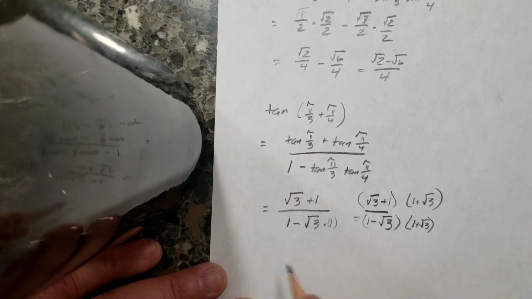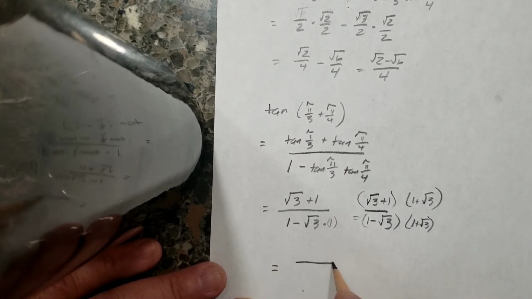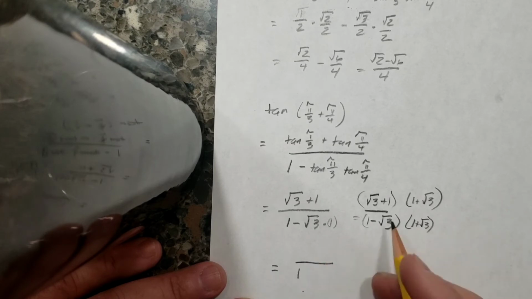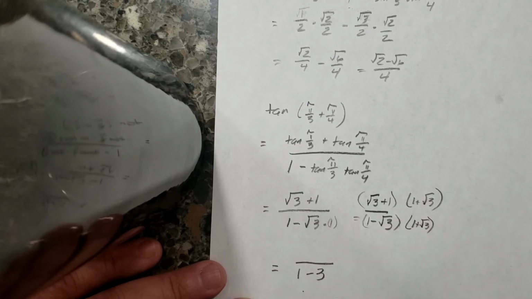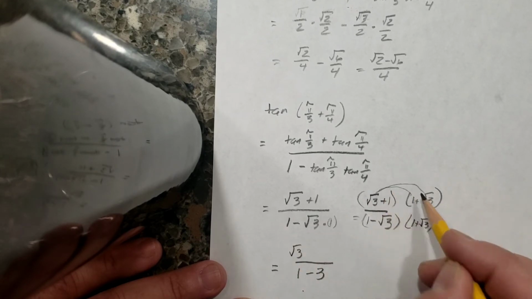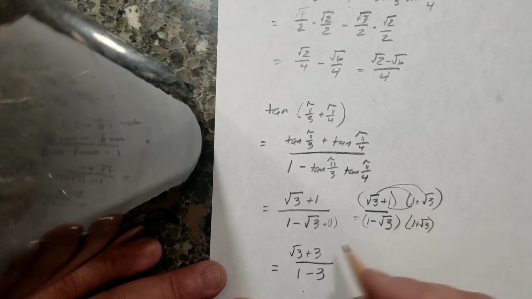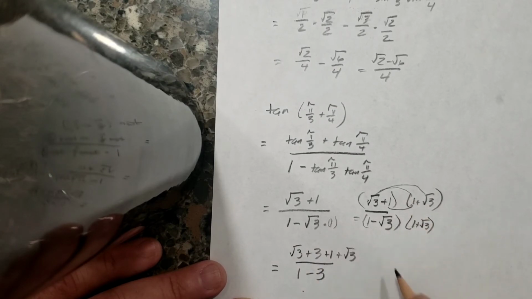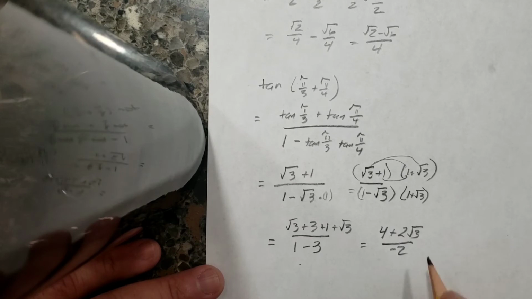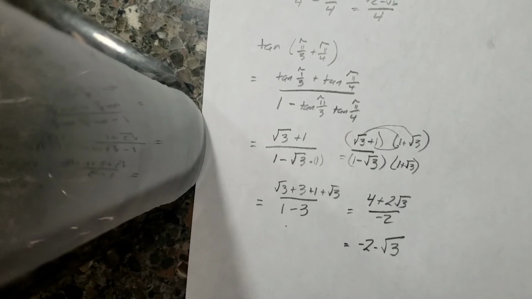Okay? And in the denominator, we will get 1 times 1, radical 3 times radical 3. That's your denominator. The numerator, we FOIL. We get radical 3 plus 3 plus 1 plus radical 3. So we end up with 4 plus 2 radical 3 over negative 2. Simplify at the last step, negative 2 minus radical 3. And there's your answer. So that's how you apply the formulas.